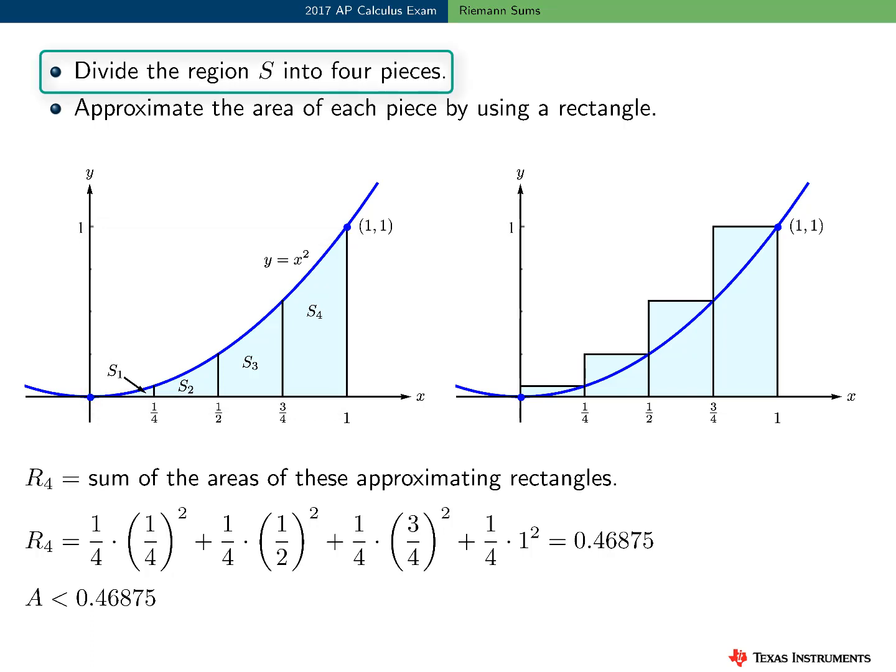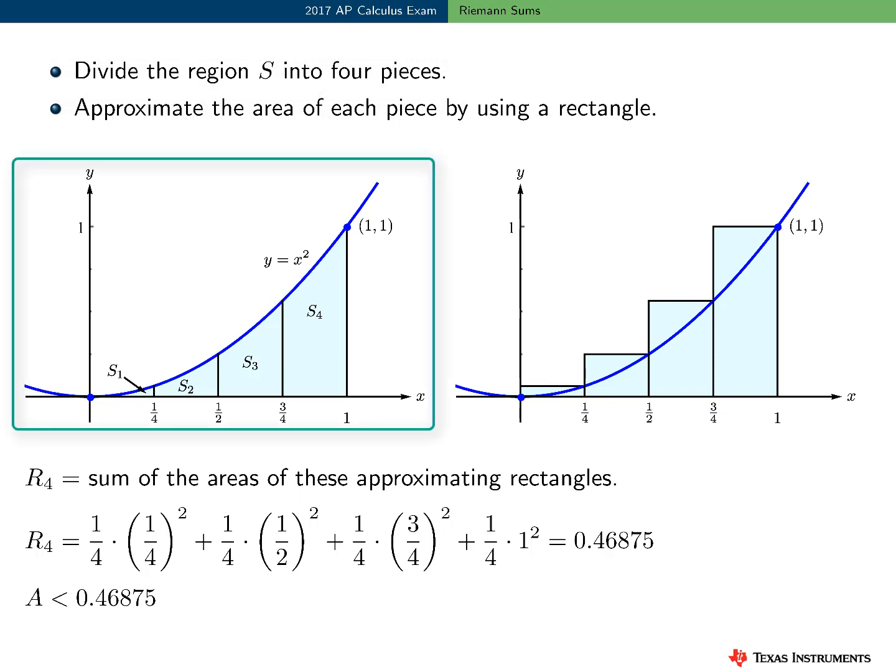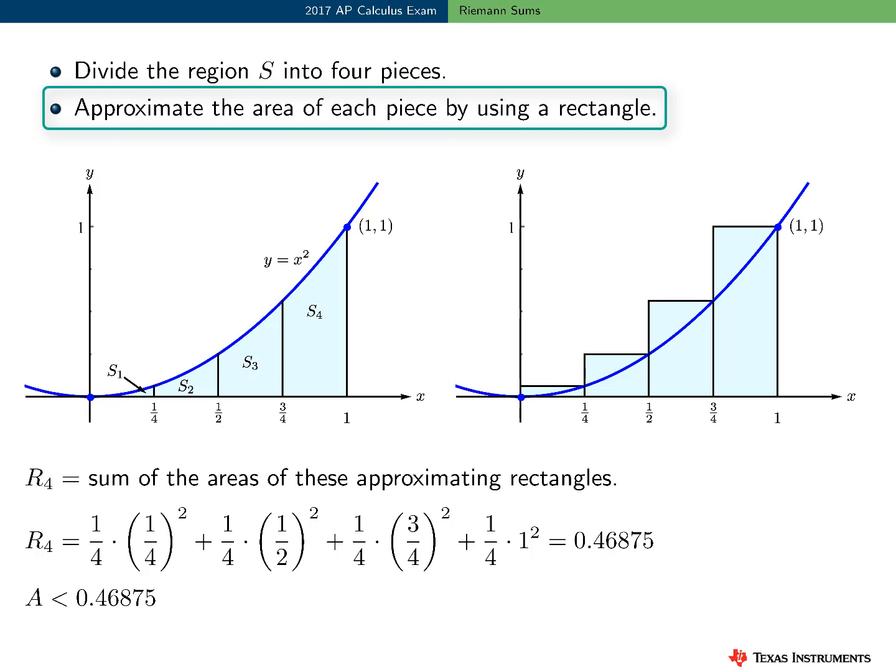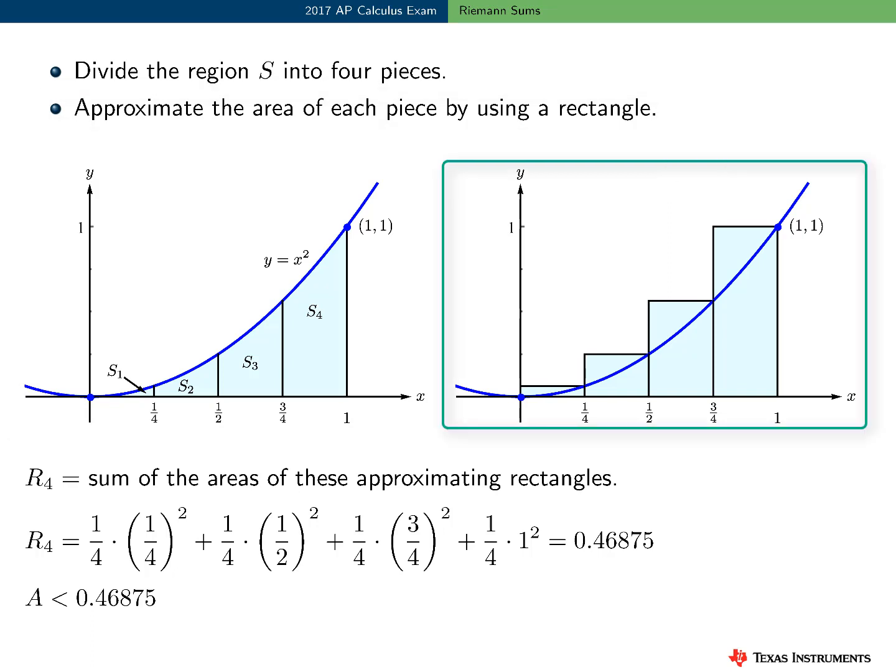Let's start by dividing the region S into 4 pieces or subregions, S1 through S4. And we'll do this by drawing vertical lines at x equals 1/4, 1/2, and 3/4, as shown in this figure. We can approximate the area of each piece by using a rectangle. And each rectangle will have the same base as each subregion, and the height will be the same as the right edge of the subregion.